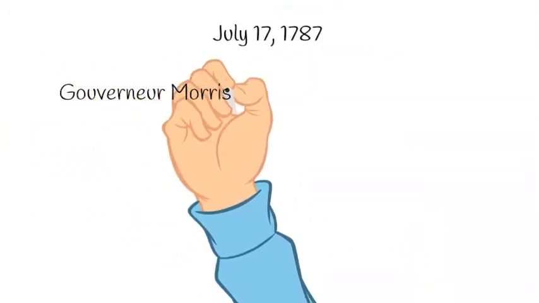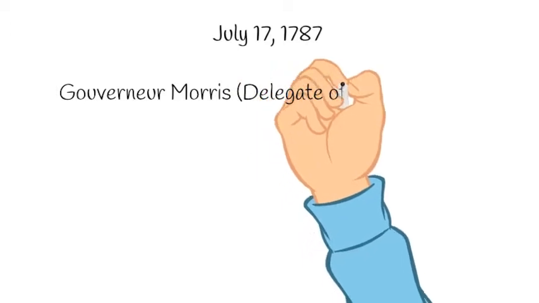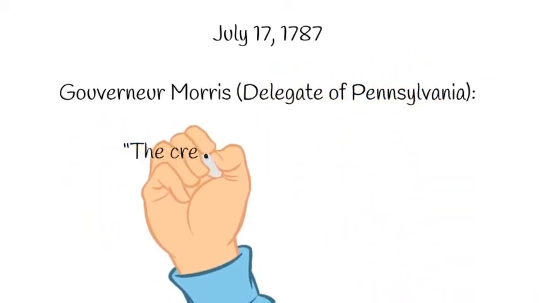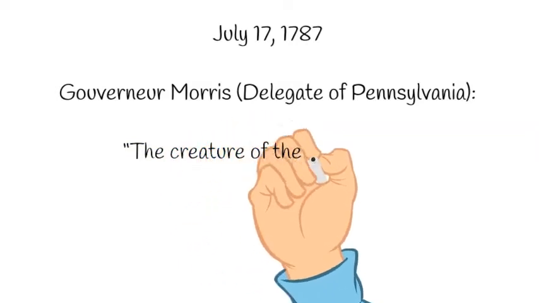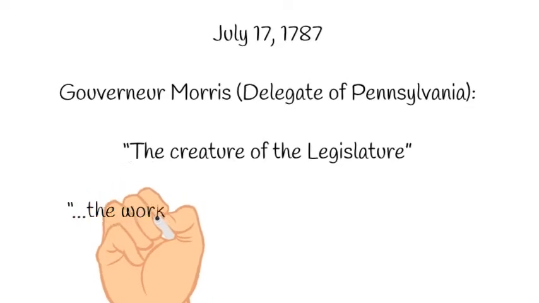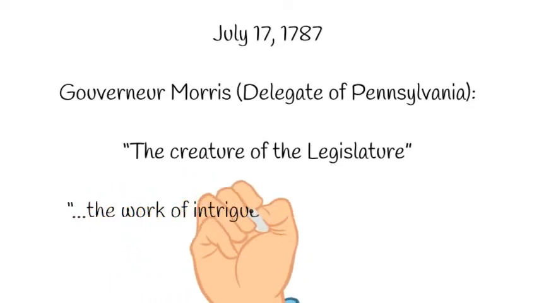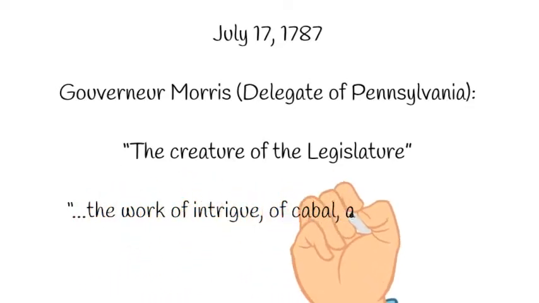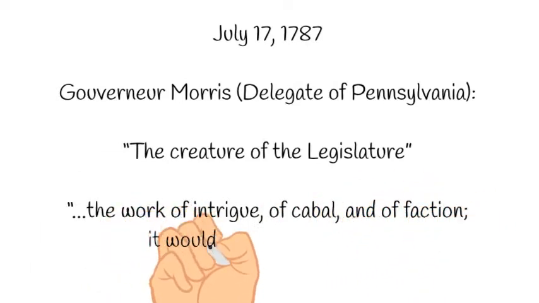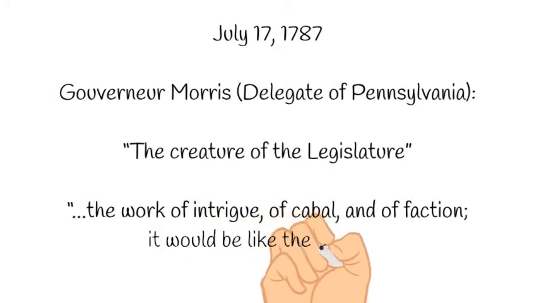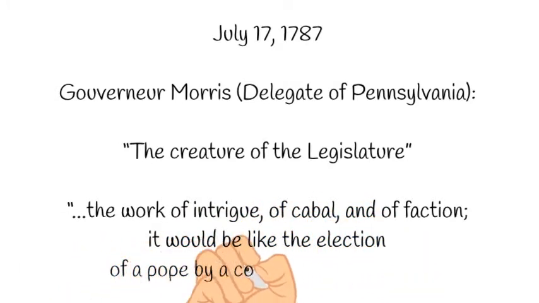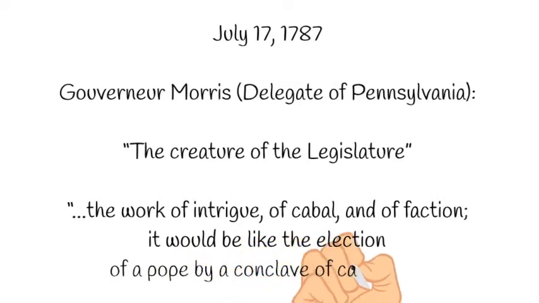On July 17, 1787, Gouverneur Morris, delegate of Pennsylvania, spoke against Congress electing the president, saying this would make the president the creature of the legislature, and argued the president should be elected by the freeholders at large, meaning by popular election. He thought the people would always choose someone of good character and reputation. However, if Congress chose the president, it would be the work of intrigue, a cabal, and a faction, and it would be like the election of a pope in a conclave of cardinals.